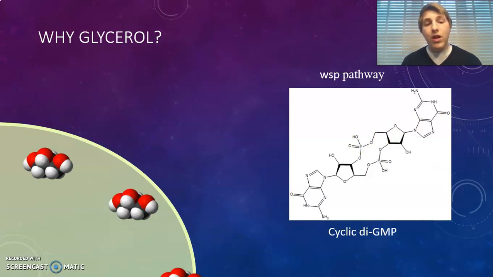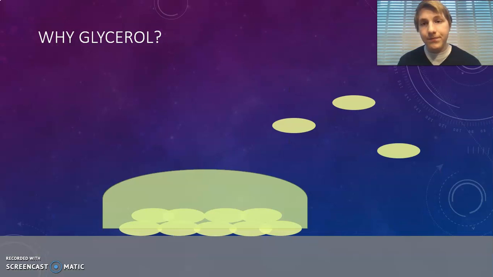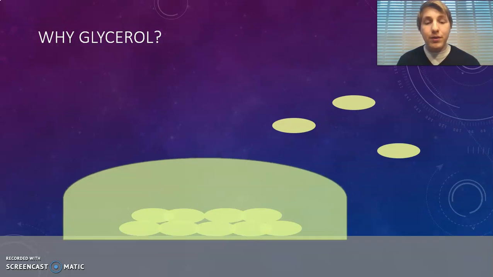So they will produce a lot of cyclic di-GMP in order to signal that they are ready to produce a lot of biofilm. And vice versa, they'll produce less cyclic di-GMP when they're ready to stop producing as much biofilm. So looking at the big picture here, I believe that glycerol and the osmotic stress that it will induce the Wsp pathway and allow for increased biofilm production.